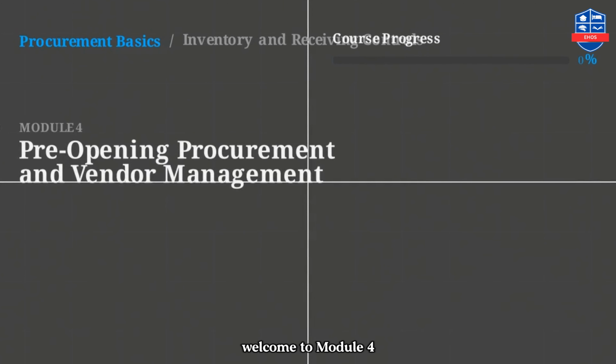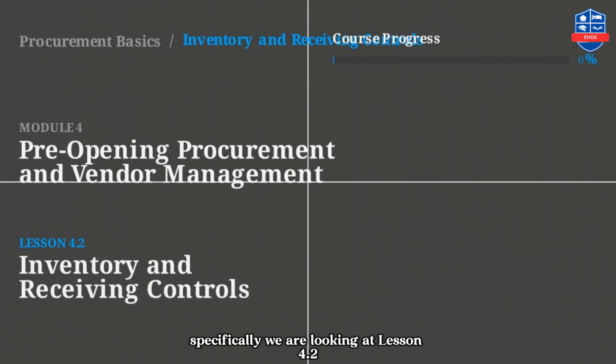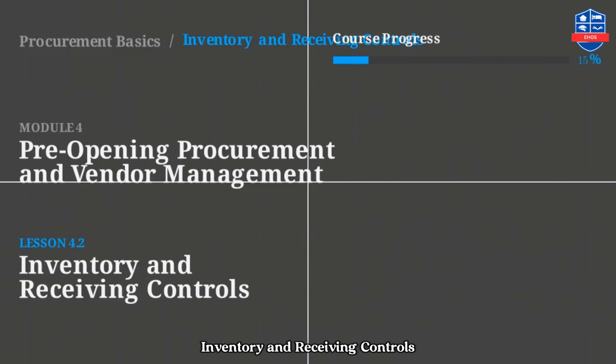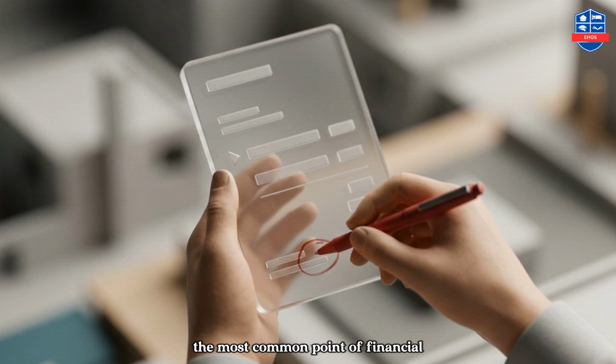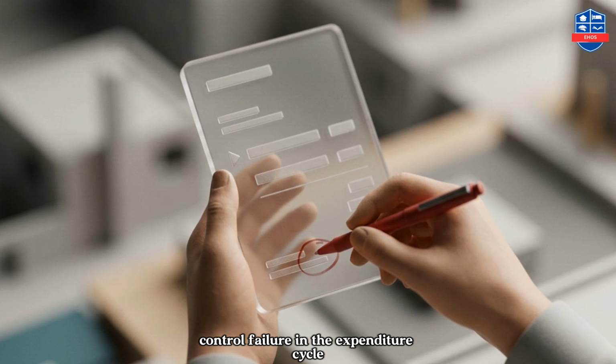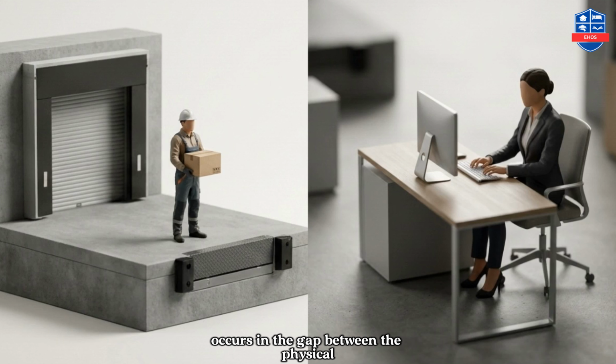Welcome to Module 4, Pre-Opening Procurement and Vendor Management. Specifically, we are looking at Lesson 4.2, Inventory and Receiving Controls. The most common point of financial control failure in the expenditure cycle occurs in the gap between the physical receipt of goods and the processing of the vendor invoice.